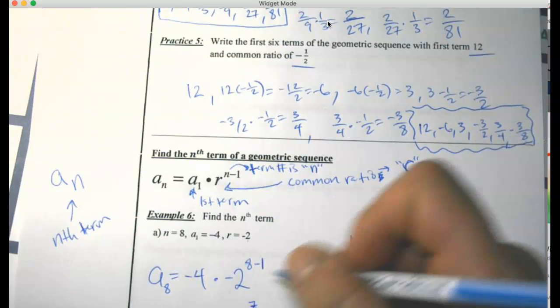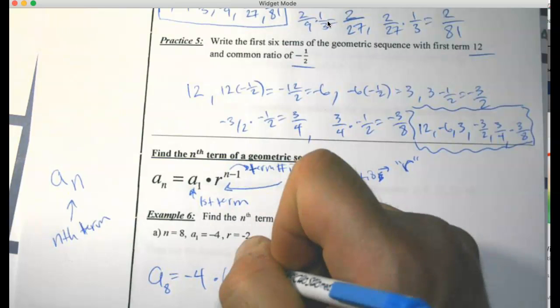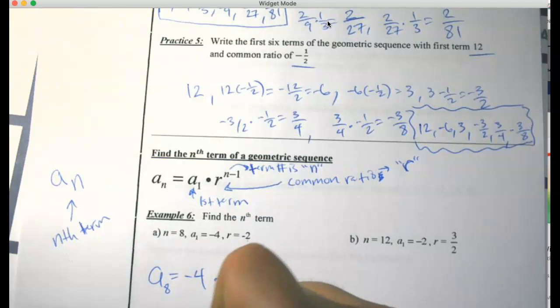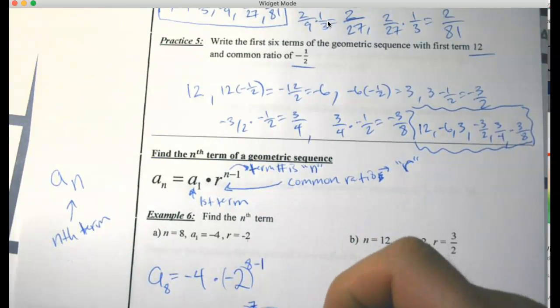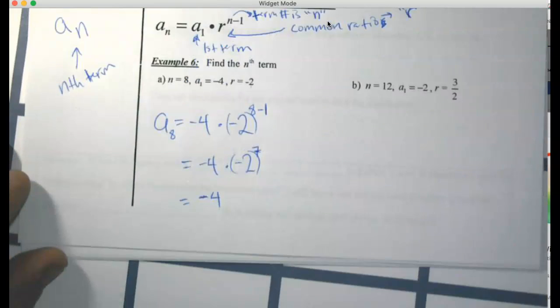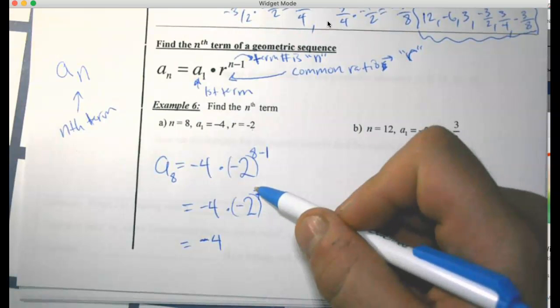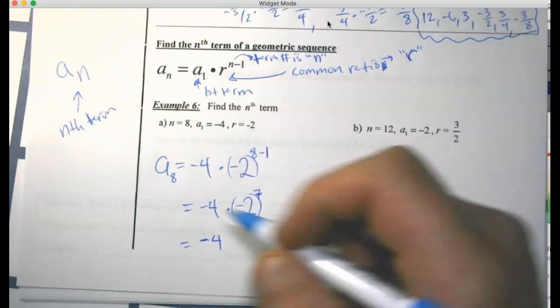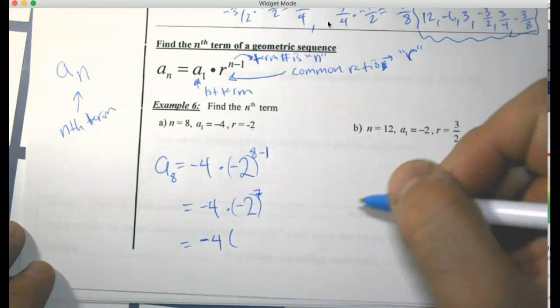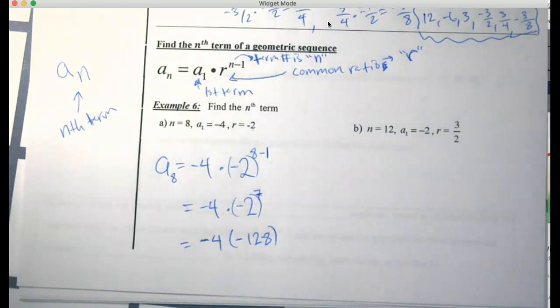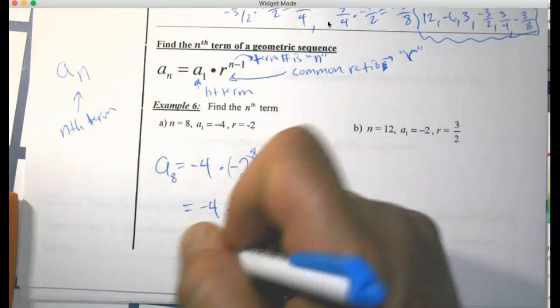Remember, technically we should put this in parentheses because we are raising the negative number to a power. So -4 times, if you raise -2 to the 7th power, let me get that on screen, sorry about that. A couple things you might know here: when you're raising a negative number to a power, if the exponent is odd, the answer will be negative. So -2 to the 7th power is -128, and then if I multiply -4 times -128, let's just have a calculator handy for that. 512.